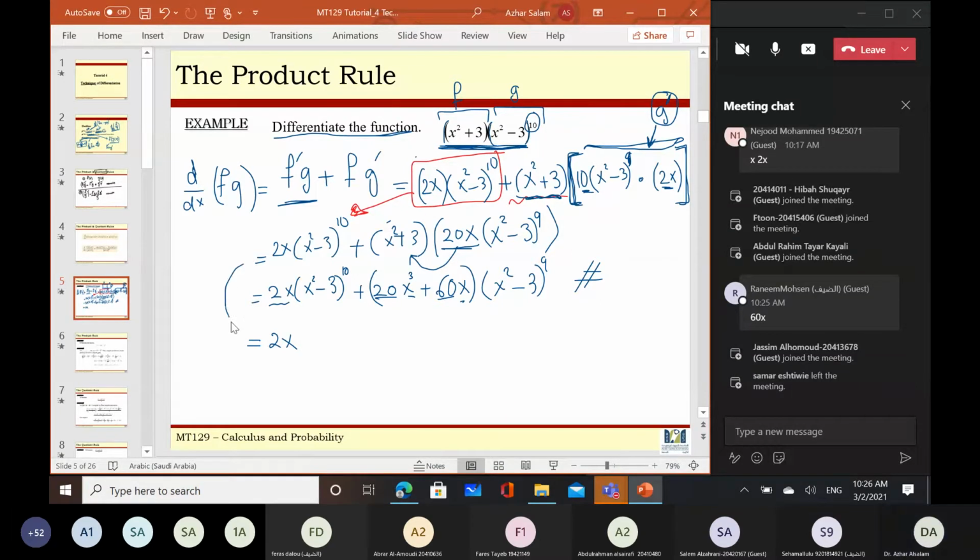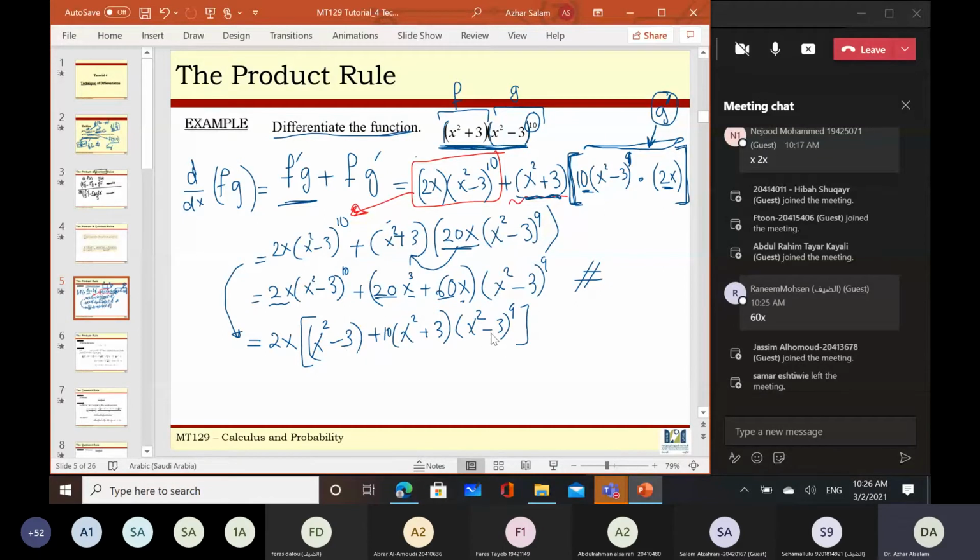even from here أقدر إني أبسط بهذه الصورة أو إني أبسط من هنا. أخذ 2x كعامل مشترك as a common factor, then multiplied by x square minus 3 plus x square plus 3. I take here 20x as a common factor and it remains 10. Okay, 10 multiplied by x square minus 3 all to the power 9.